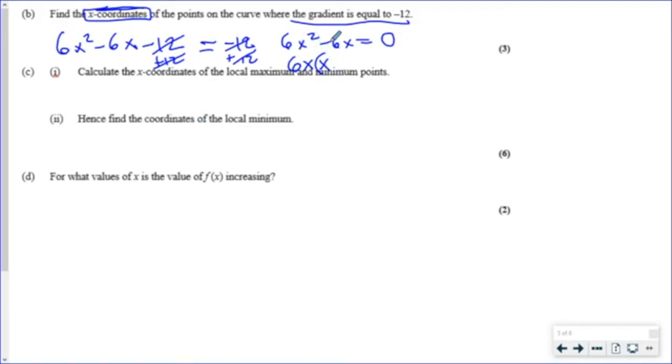So if I take out a 6x here, I'm left with what?